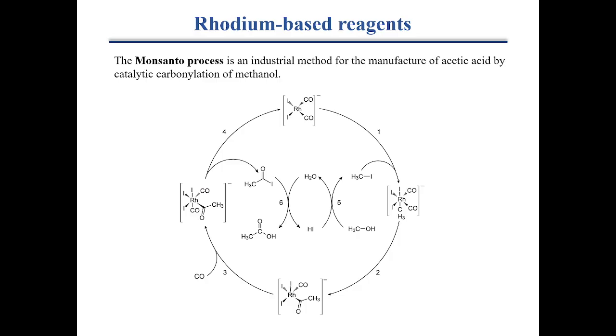Now I'm going to discuss rhodium-based reagents. The industrial application of a rhodium-based reagent is the Monsanto process. In this case, acetic acid is formed from methanol. So the formation of acetic acid from methanol in catalytic fashion under rhodium is the Monsanto process. The active catalytic species is rhodium dicarbonyl diiodide.